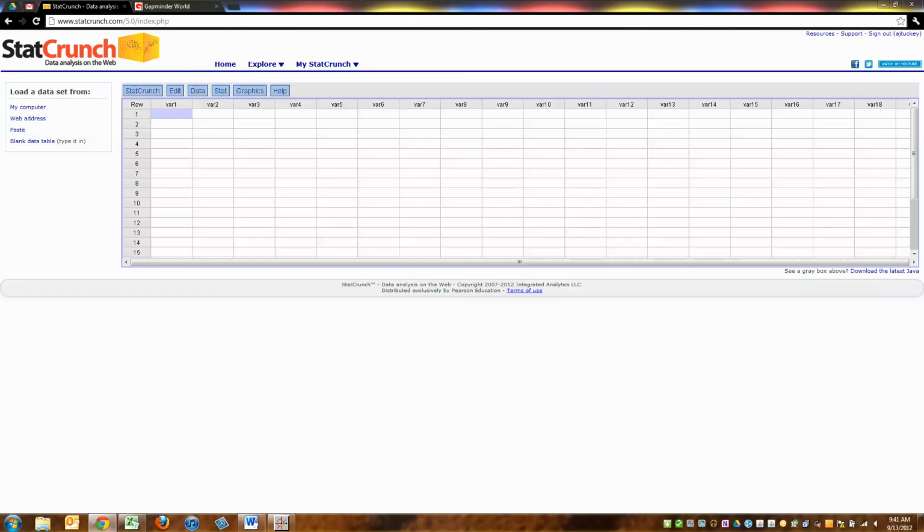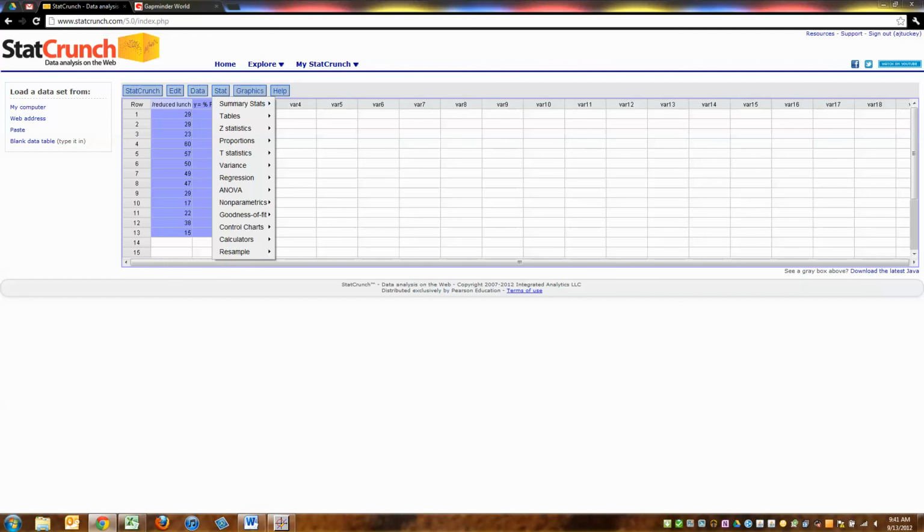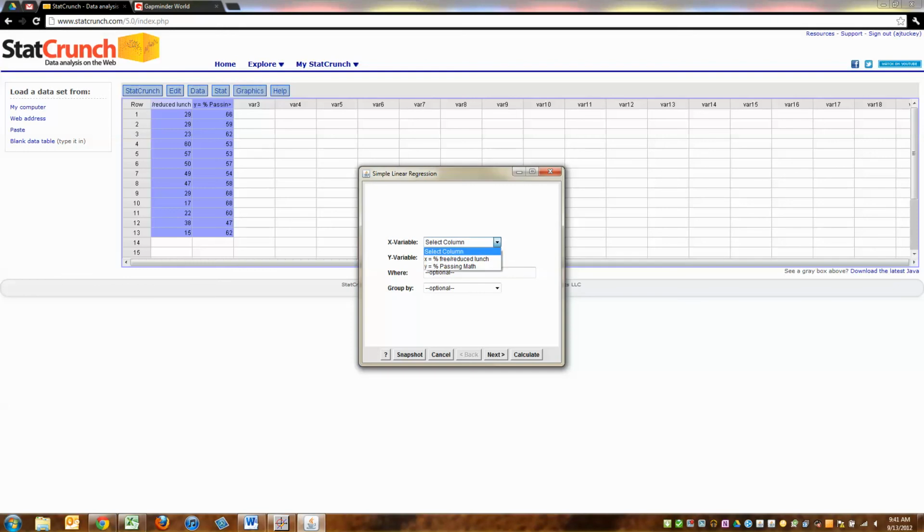Here's StatCrunch. So I'm going to paste my data in. And I go to Stat, Regression, Simple Linear. It's the same thing we did to do correlation, to be honest. There it is. Then I tell it my x variable is free reduced lunch. My y variable is passing math. Next. Don't worry about this. Ignore it. If you want to look at your residuals, you can click Save Residuals, but don't worry about it.